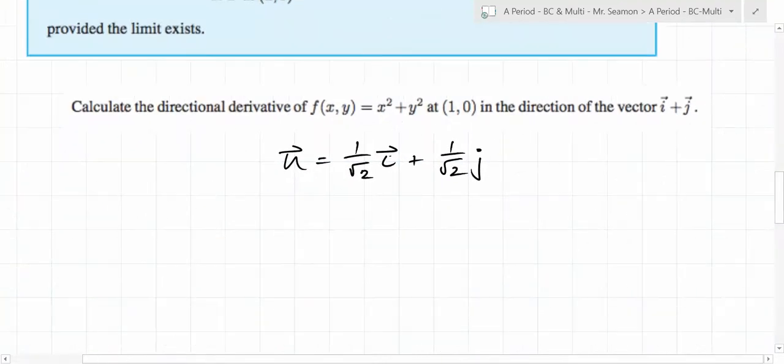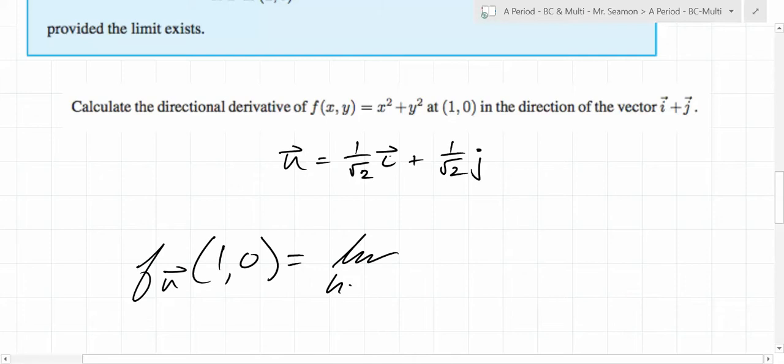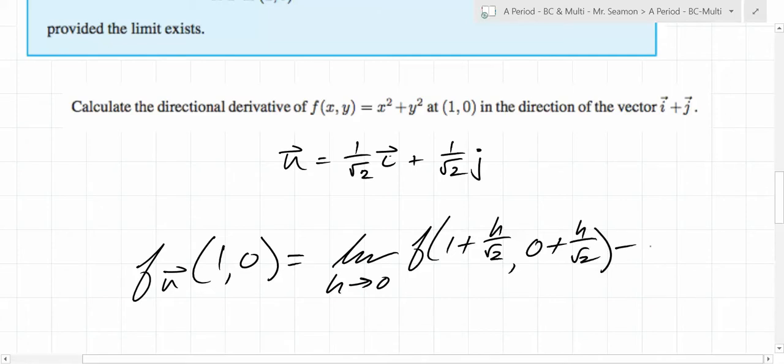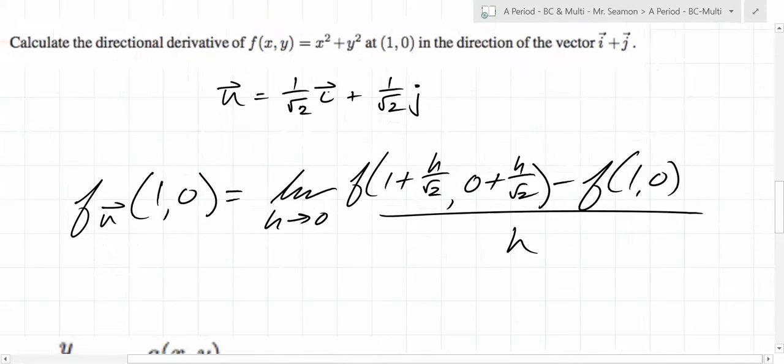So then you get to write f of u, the derivative in the u direction at (1, 0), is going to be the limit as h goes to 0. And yes, that is how I write limit. Of f of 1 plus what? 1 over square root 2 times h, so h over root 2, and then 0 plus what? h over root 2, minus f of (1, 0), all over h.